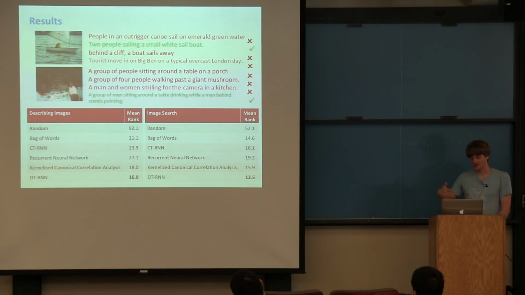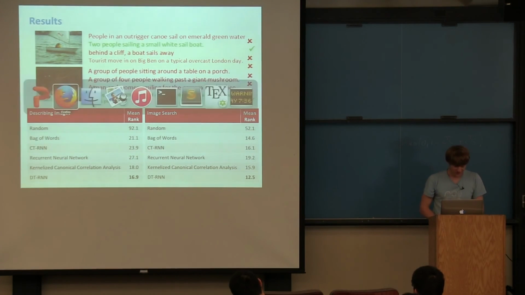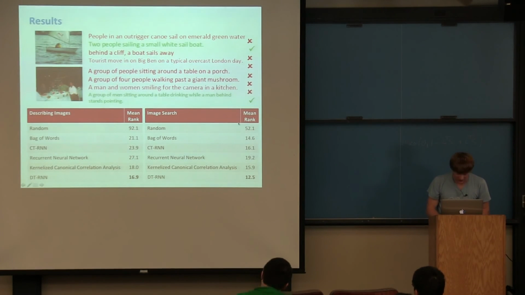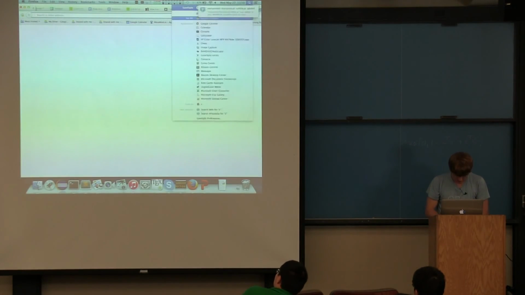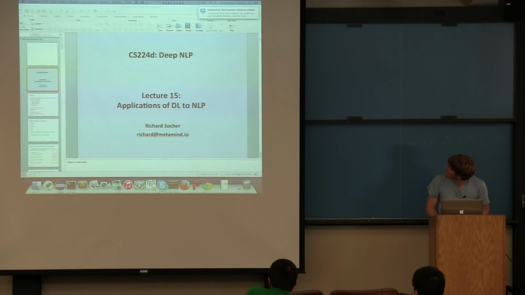So here we look basically at just the mean rank. How close is one of the 5 correct images ranked on average to the correct images and or text? Now that I think of it, we actually have a fun demo of this too. So maybe I'll see if it's still up. Oh, it's over here.